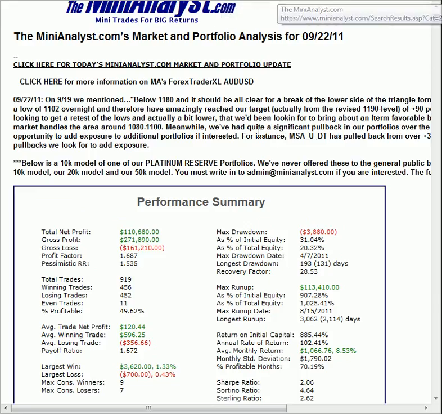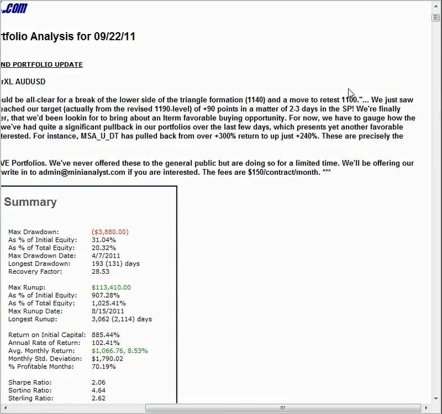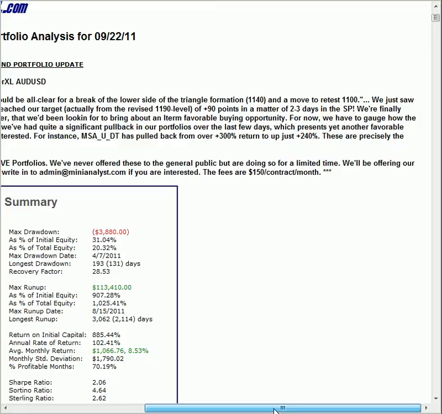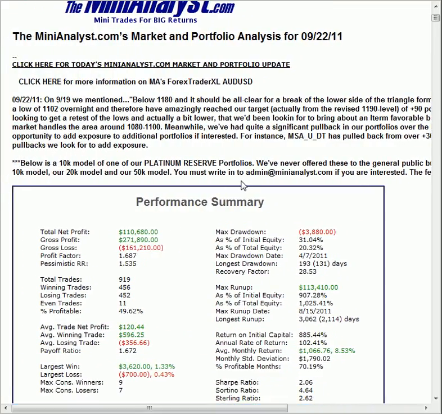We're moving right along. We did mention that below 1180, actually a revised 1190. This was before it was revised to 1190 the next day. Below 1180, all clear for a break of the lower side of the triangle formation, and a move to retest 1100. There you see right there. That's what we had been telling our clients. And of course, we made 1102 in just a few days. So it went from 1190 to 1102, and we had been informing our clients of the anticipated move.